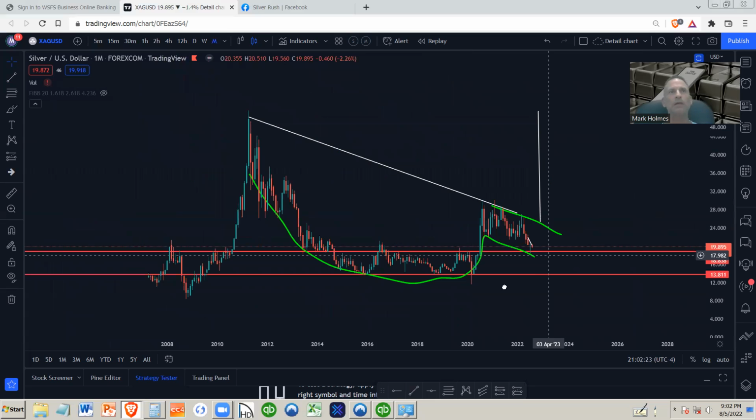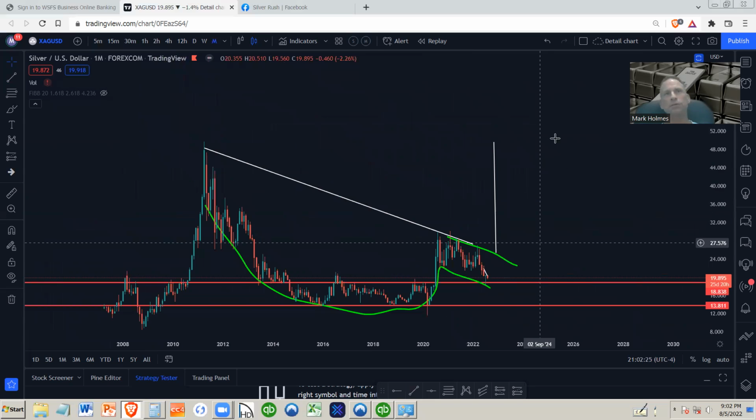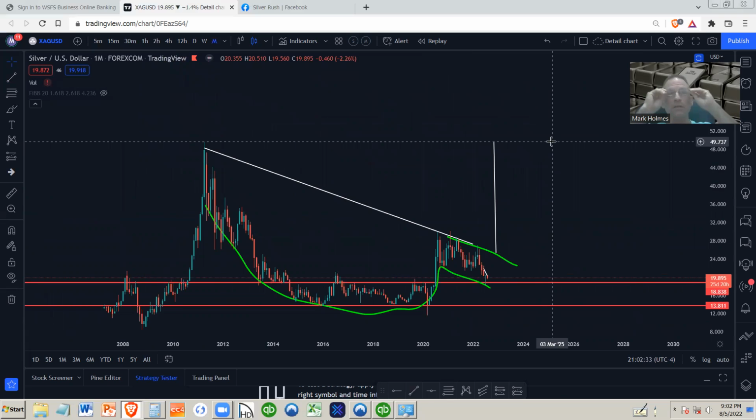Now, if you listened to my other video, I talked about a price target of $47. Now this is hitting around 49 here. And basically that coincides right with the very top of this candle here.